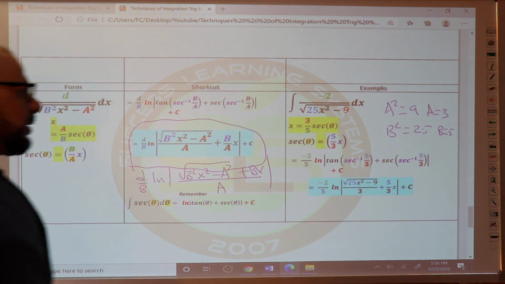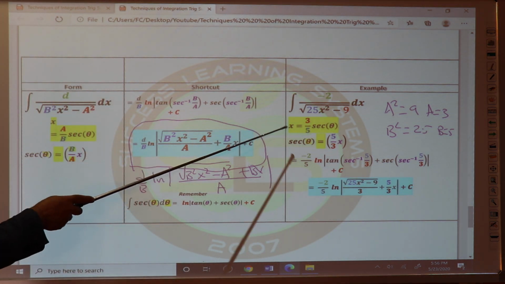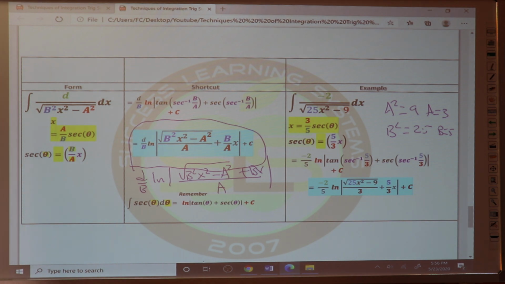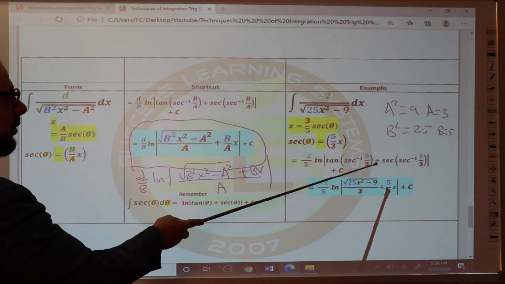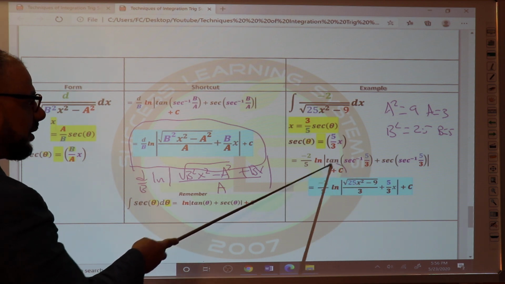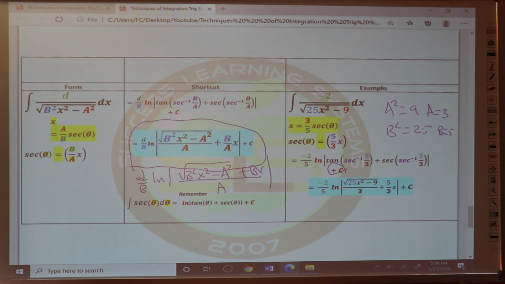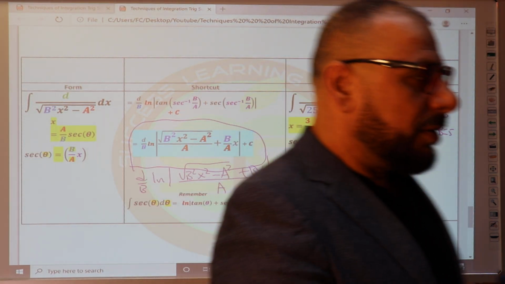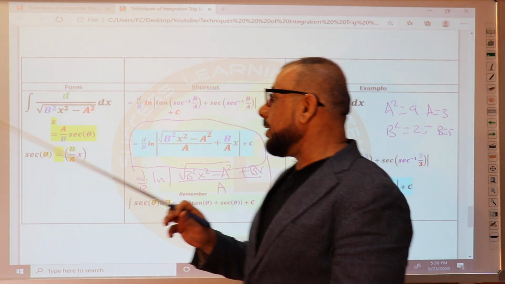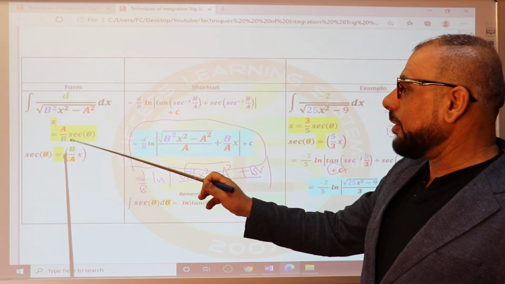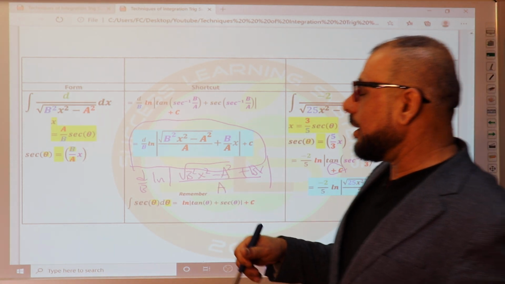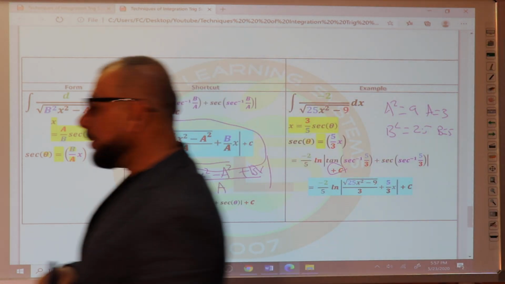Then x equals 3 over 5 secant theta. Secant is 5 over 3 cosine theta, negative 2 ln. If the teacher wants you to have it in this form, always don't forget to have the c ready. Remember this form: when b squared x squared comes first, that means you have to use the secant, and this is your trig substitution. X equals a over b secant theta.